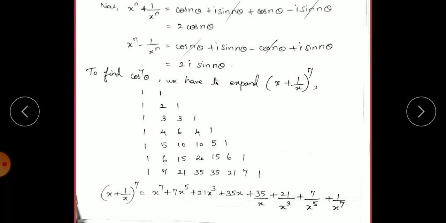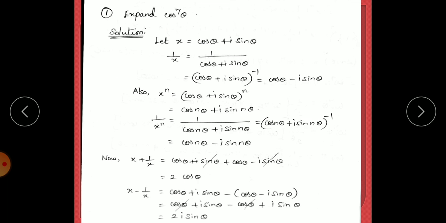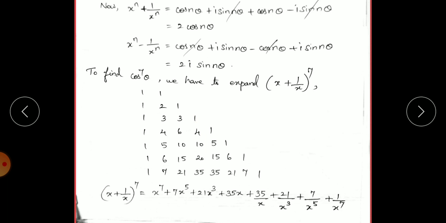So x power n is cos n theta plus i sin n theta. 1 by x power n is cos n theta minus i sin n theta. Once we are adding, the i sin n theta and minus i sin n theta get cancelled, so 2 cos n theta will come. Likewise, we do x power n minus 1 by x power n. Here also x power n is this term, then 1 by x power n we are subtracting, so this will get minus and this will become plus, so you will get 2i sin n theta after cancelling.